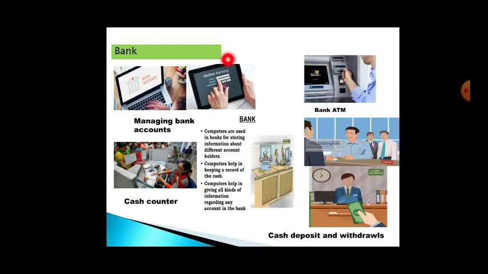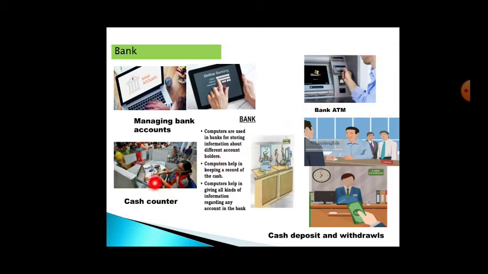Next, let us see how the computer is used in banks. First, managing bank accounts. Nowadays it's online banking, so you just need to give the details, account number, and a password, so that you can check the bank accounts wherever you are sitting. No need to go to the bank and check the account. You can check or manage the account from wherever you are. Next is the bank ATM. Hope everyone has seen this. You just need to have a debit card, place it, give the password, say the amount, and you will get the amount. This is instant. No need to stand in the queue.